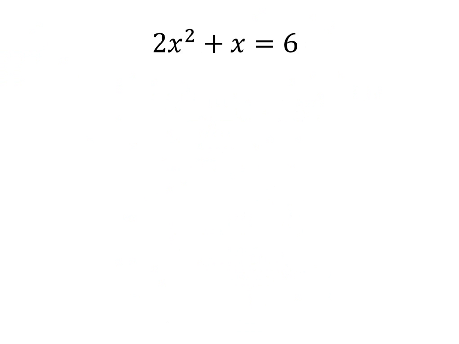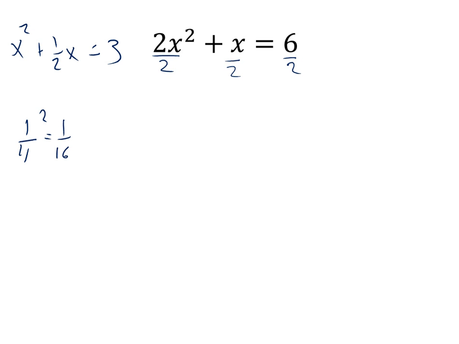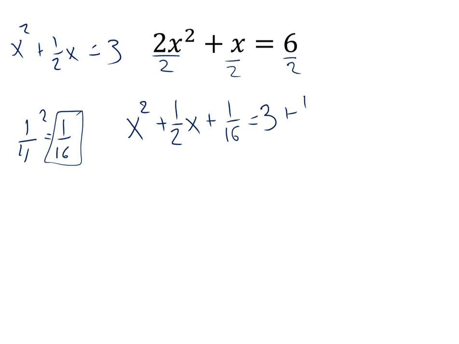So now let's look at this one. Since we have a 2 out front, we've got to divide everything by 2. We've got to have nothing in front of the x squared. So that gets us an x squared plus 1/2 x equals 3. Now we're going to do the same thing. 1/2 over 2 is 1/4. 1/4 squared is 1/16. So that means we're going to be adding a 1/16. So we go x squared plus 1/2 x plus 1/16 equals 3 plus 1/16.